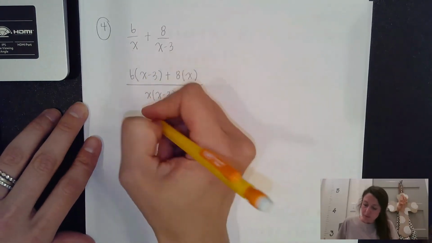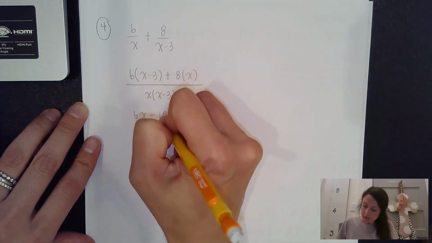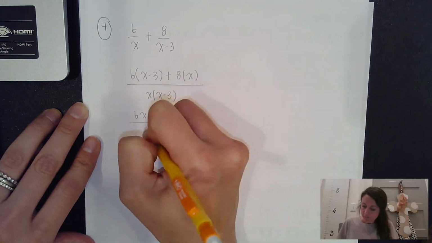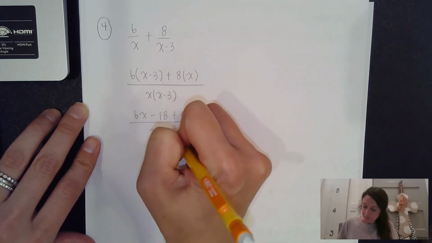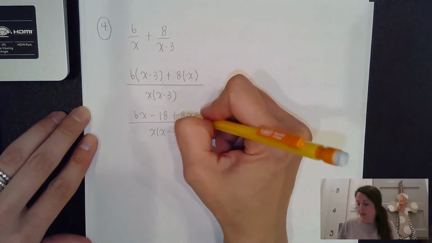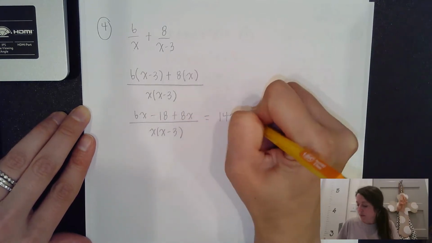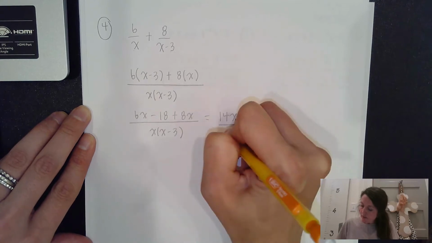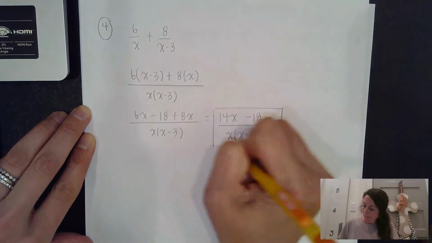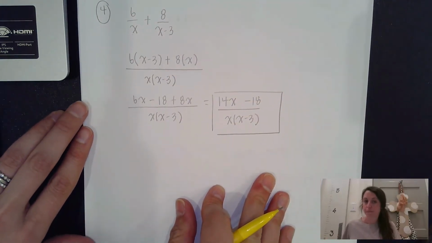So 6 times x is a 6x, 6 times a negative 3 is a negative 18. Right, so 6 plus an 8 is a 14x minus an 18 all over an x times an x minus a 3. Okay.